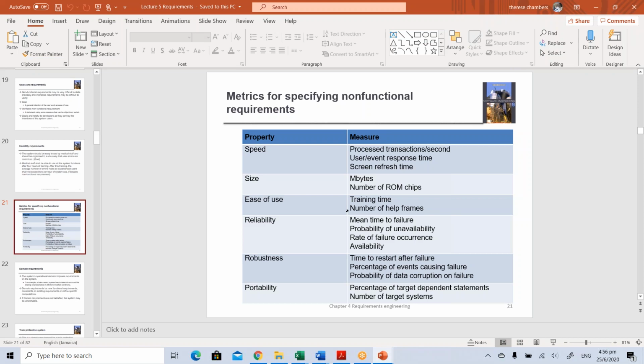And also the help files. Another metric for specifying non-functional requirements in ease of use is the number of help frames. Is it that you just have one general page, or is it that it has an in-depth help file that persons can go in and find out the solution to the problems that they had?